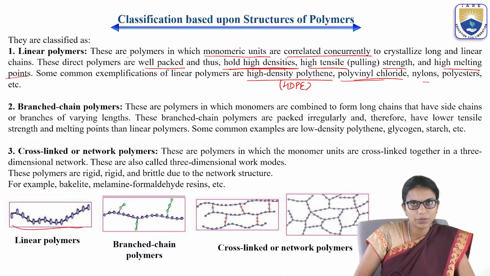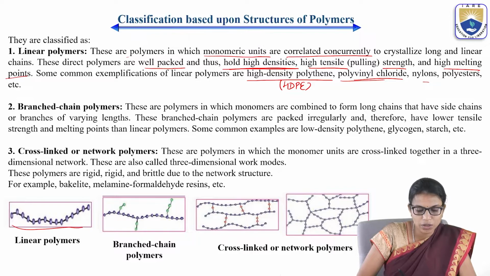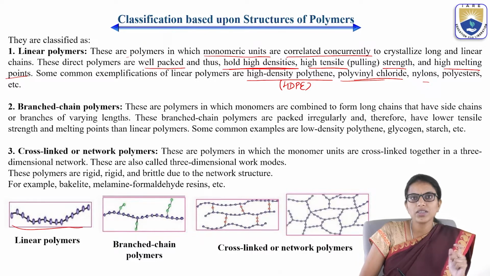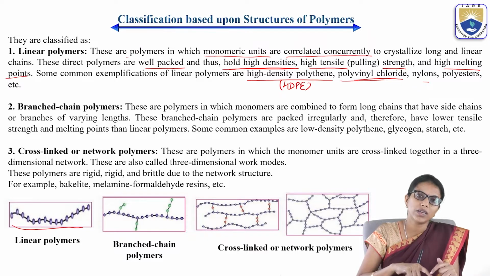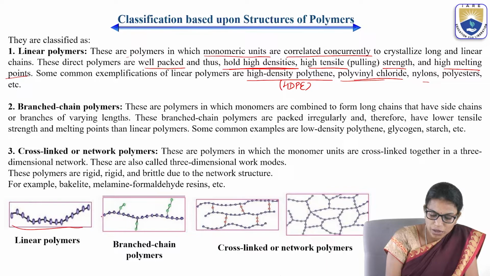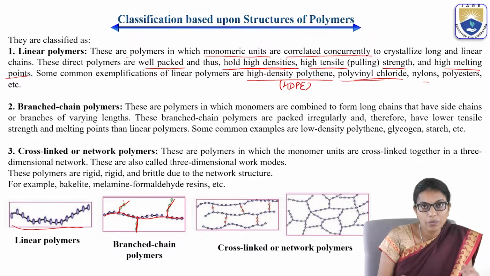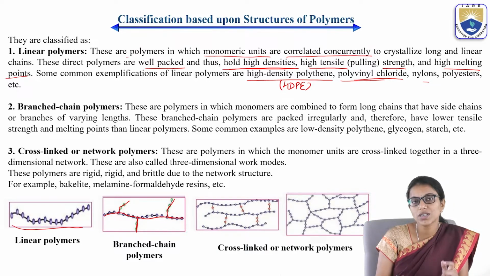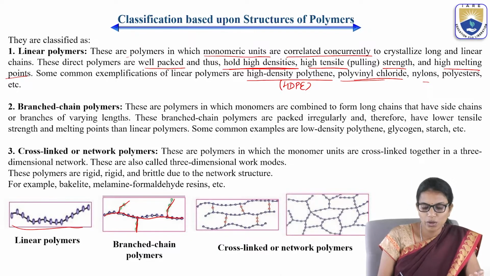Coming to the second part, that is the branched chain polymer. Branched means that there is some branching in the linear chain, then it comes under the branched chain polymer. For example, if I say this blue line is like a linear polymer, and there is a green line that shows some branching. That is why we know it as a branched chain polymer.